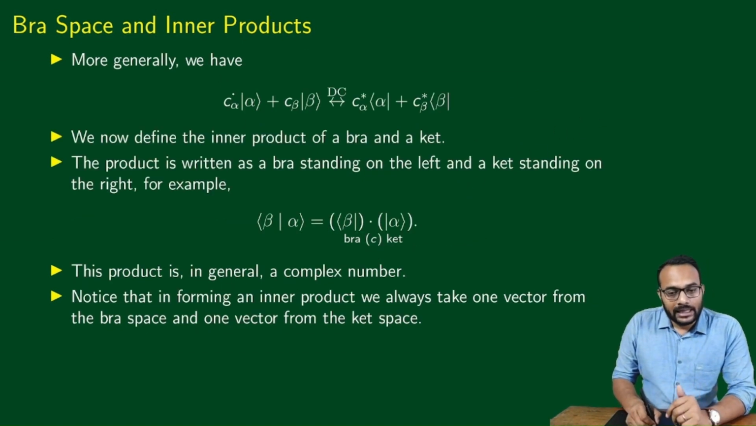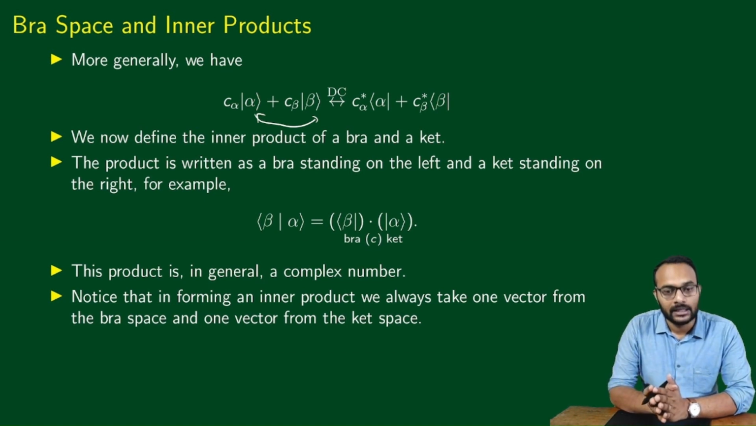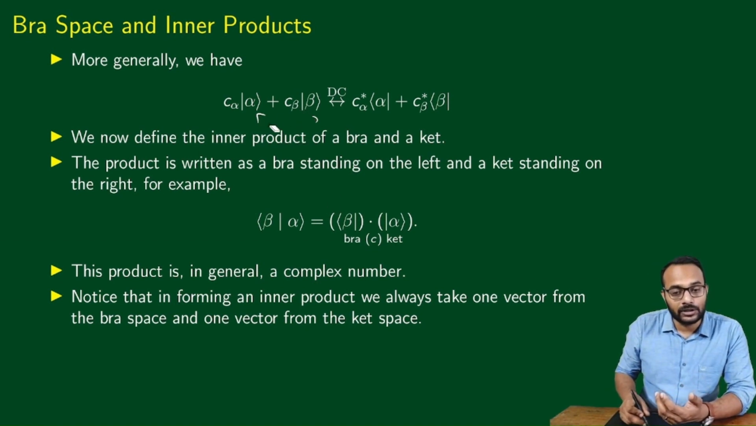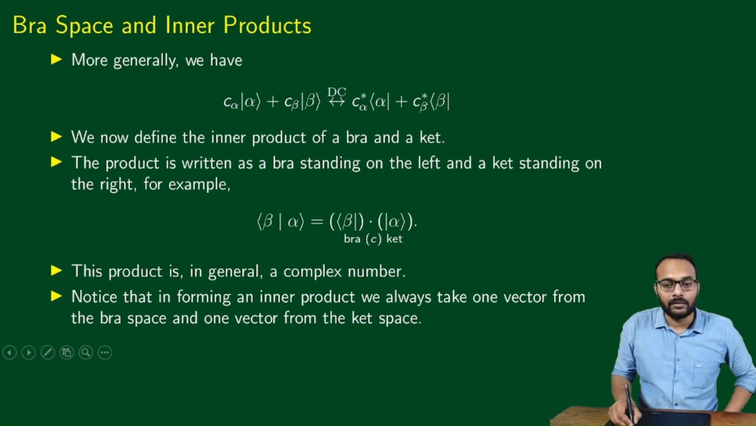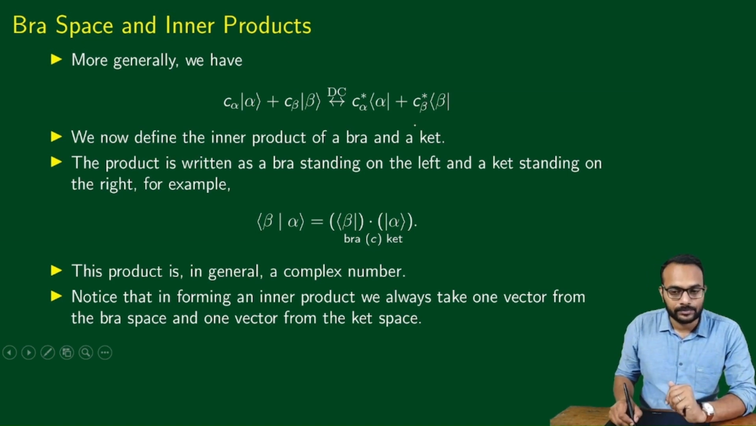So we could write this more generally. C alpha, this is some expansion coefficient, ket alpha plus C beta ket beta. This is simply a linear combination of two kets, which is another ket, obviously. The dual correspondence to this is given by C alpha star bra alpha plus C beta star bra beta. For now you think of it as a definition of our bra space.